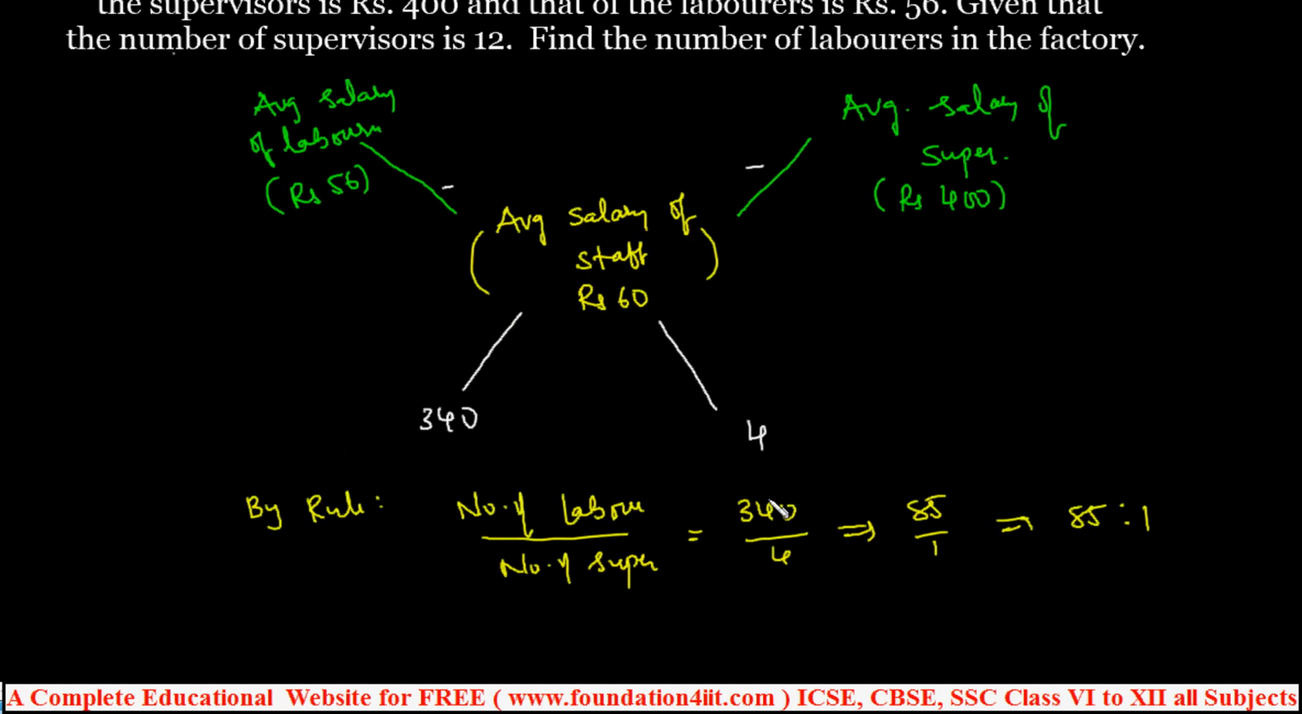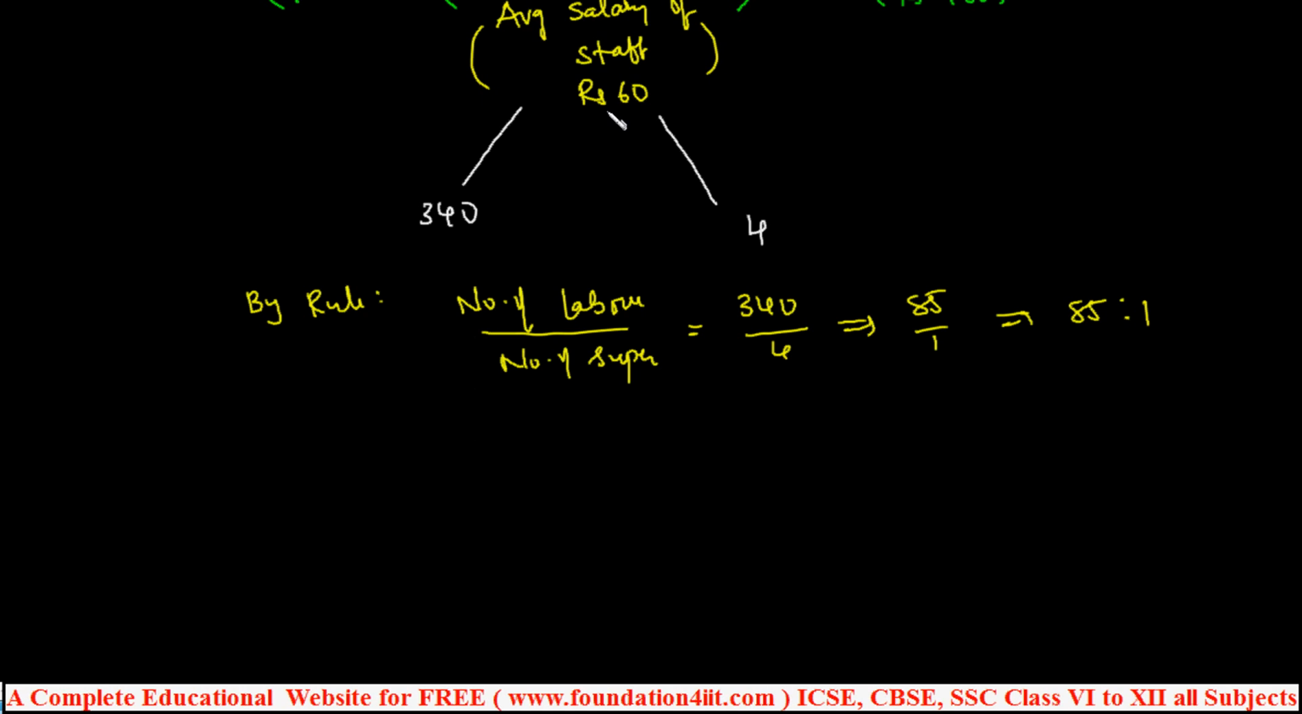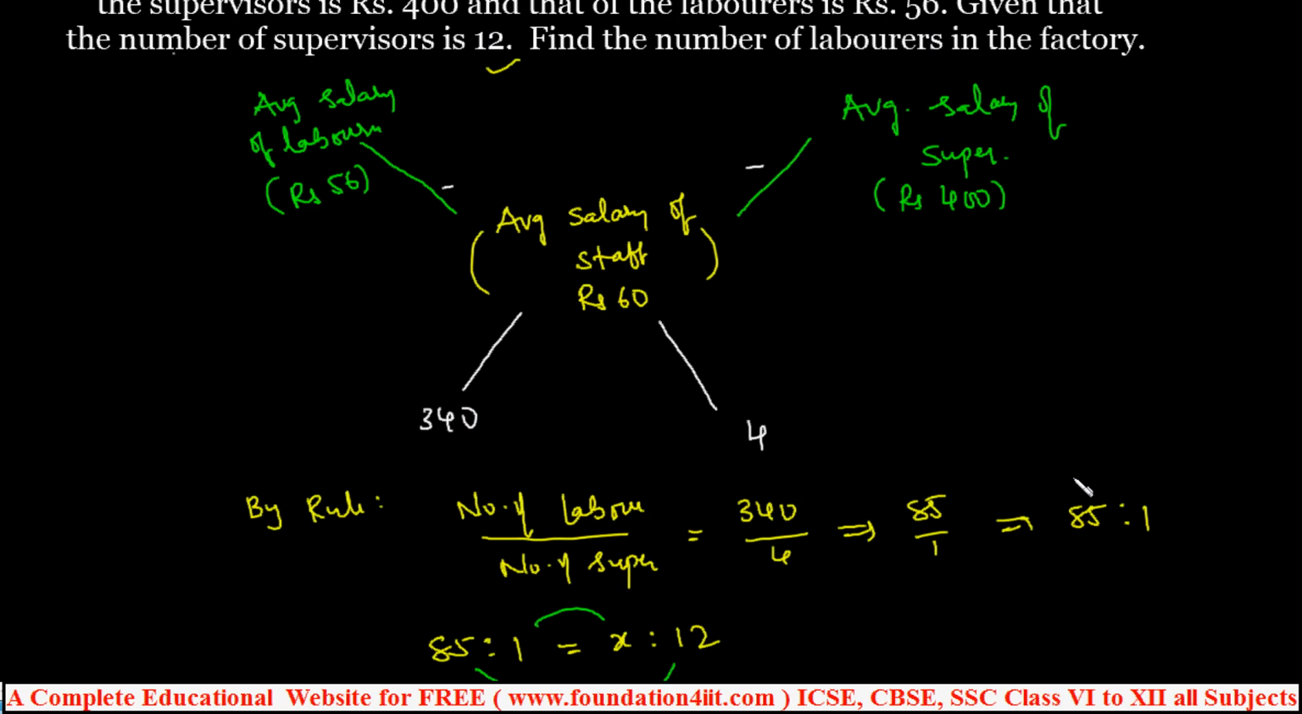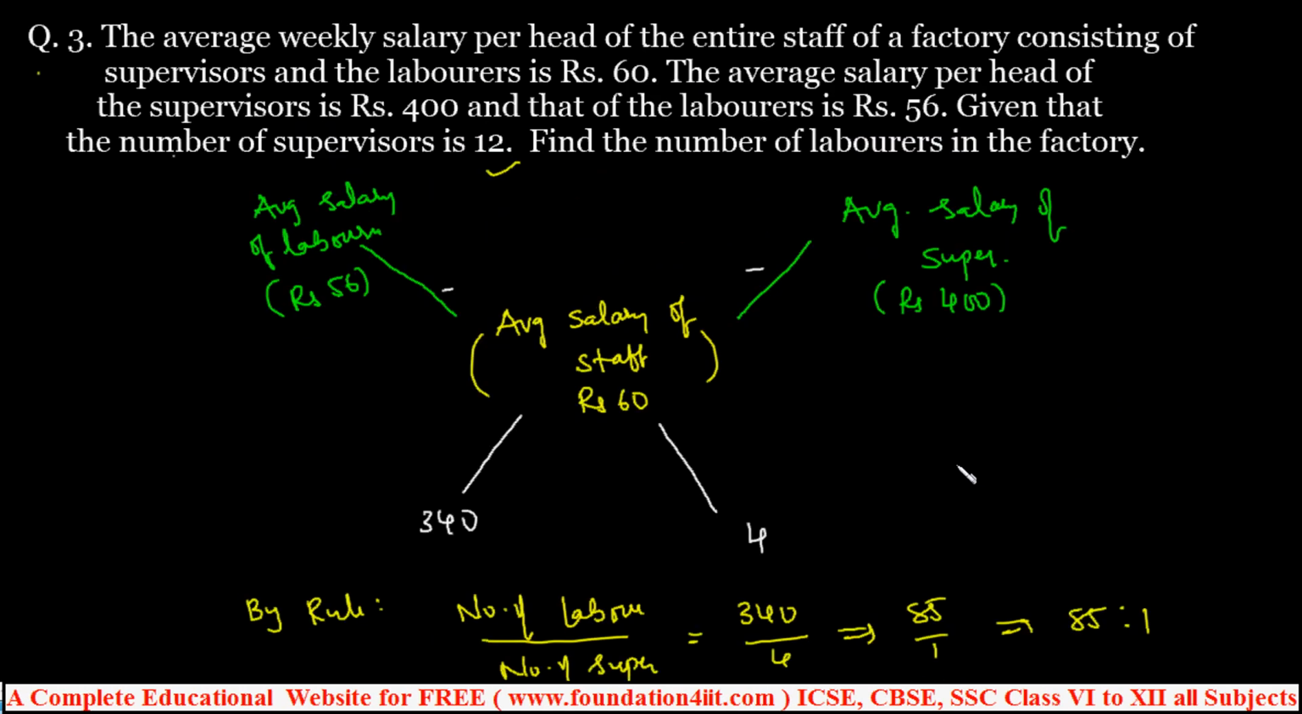Already they have given how many? Number of supervisors is 12, it is mentioned already. That means 85 is to 1 equals x is to 12, because supervisors are already given. You can use this, simple. So 1 into x is x. x is equal to 85 into 12. 85 into 12 is 1020. So the number of laborers in that factory is 1020. This is the rule we can apply, the alligation rule.